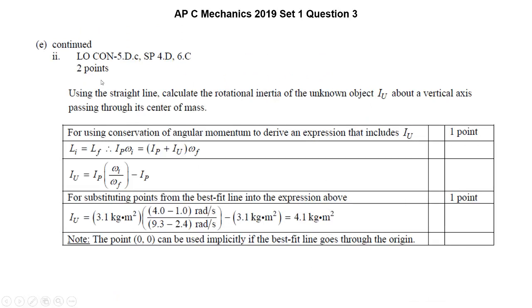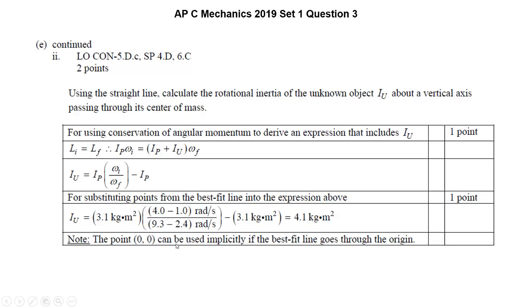Now, this is a 2-point problem. And to me, this is way harder than a 2-point problem. I would probably make this 4 points myself. I would think you would have 1 point for the proper slope, 1 point for using conservation of angular momentum, 1 point for plugging it in, everything in the right place, 1 point for getting a legitimate answer. So, you know, the quality of your slope. But hey, they made this only 2 points here.